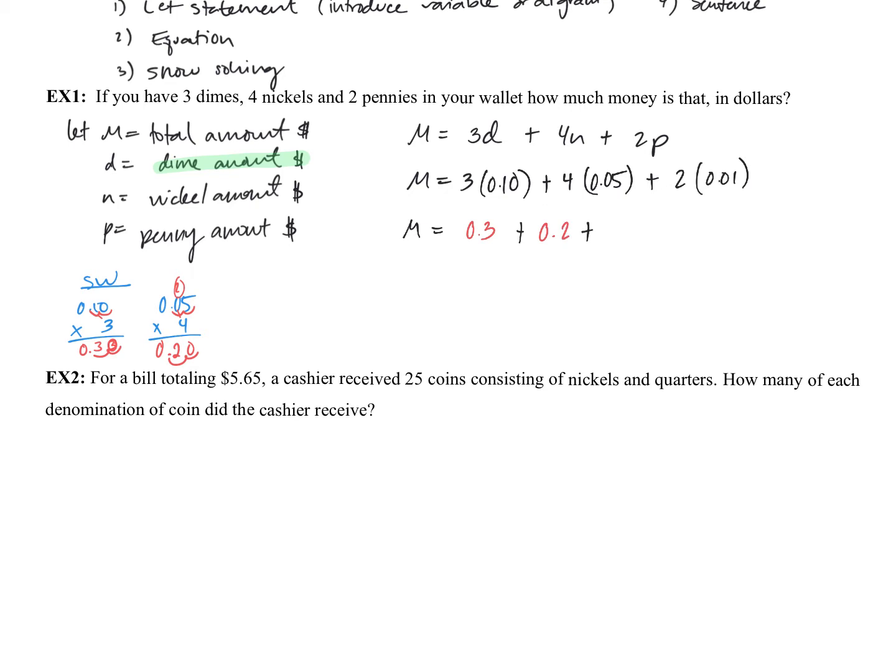Plus, and then lastly we have the 0.01 times 2. So 2 times 1 is 2. 2 times the 0, 0. And 2 times that other 0 is 0. Moving the decimal over 2 places, we have 1, 2, right there, 0.02. Okay, and adding that up, M is going to equal 0.52. Alright, so how much money do we have? We have $0.52. Notice we wouldn't answer 52 cents because we were told to answer in terms of dollars.